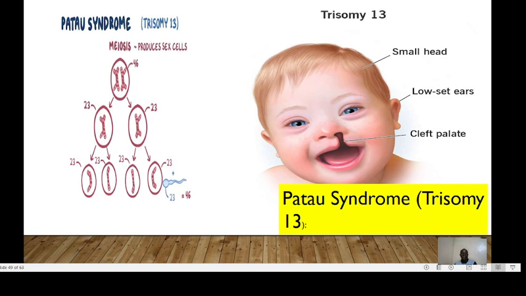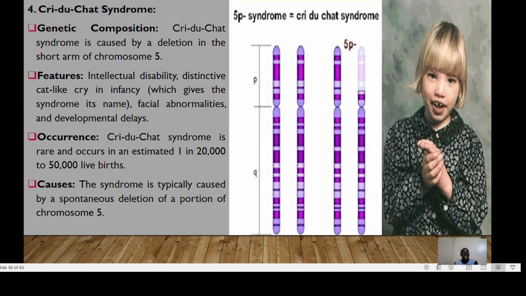Okay, last one we have the Cri-du-chat syndrome. Cri-du-chat syndrome is 5p minus syndrome, and it is caused by a deletion in the short arm of chromosome 5. Patients have intellectual disability, a distinctive cat cry in infancy, which gives the syndrome its name, facial abnormalities, and developmental delays. It occurs in around 1 in 20,000 to 50,000 live births. It is typically caused by spontaneous deletion of a portion of chromosome 5.